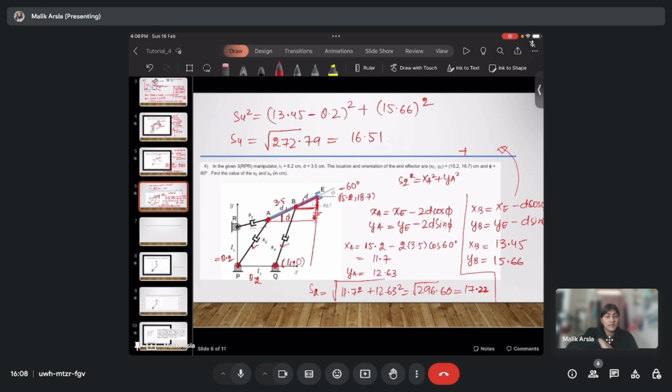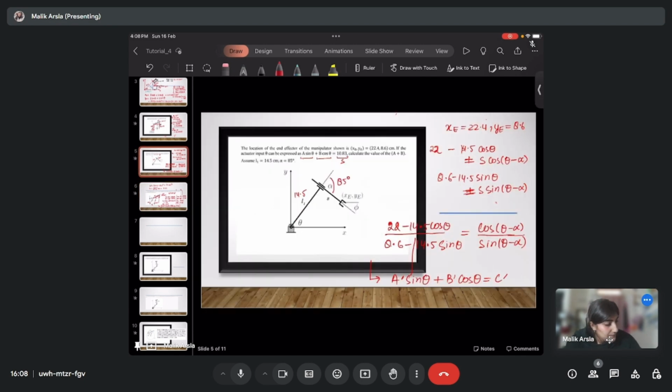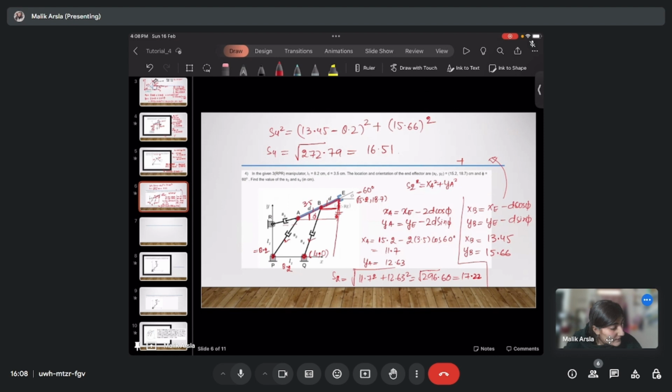Ma'am, in the S4 equation, like 13.45 minus 8.2 square. Yes, let me write it. You want to figure out this length, right? So you will subtract the coordinates of point Q and B, because S4 is the distance between points Q and B, right?